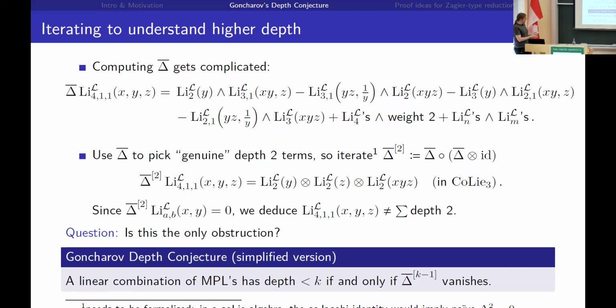There is a conjecture that this is exactly the obstruction that tells you what the depth of the polylog should be. You can take this coproduct and iterate it several times to pick out what's genuinely the highest depth bit here, and then what's the highest depth bit in the next slice, and so on, to see what depth your function actually should be.